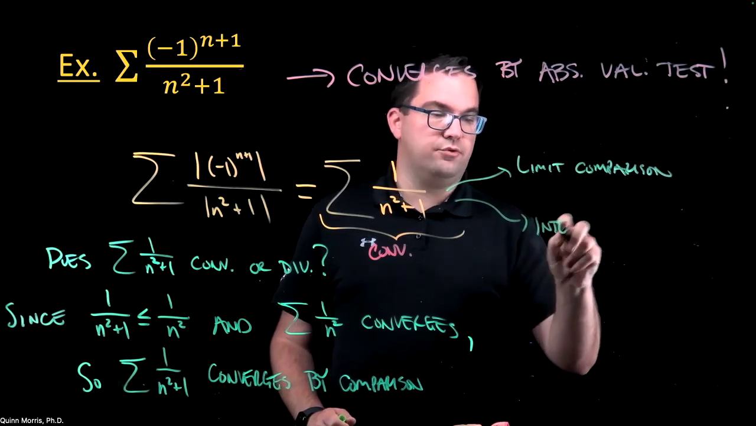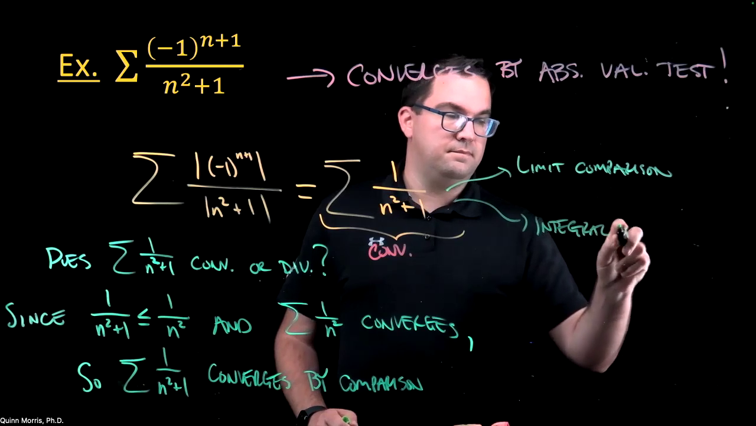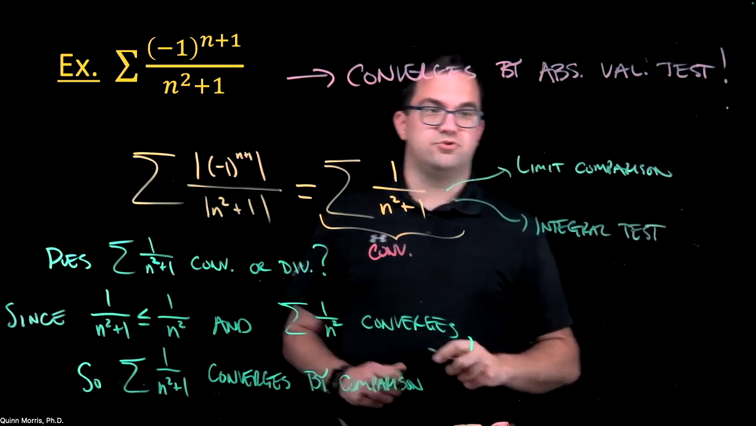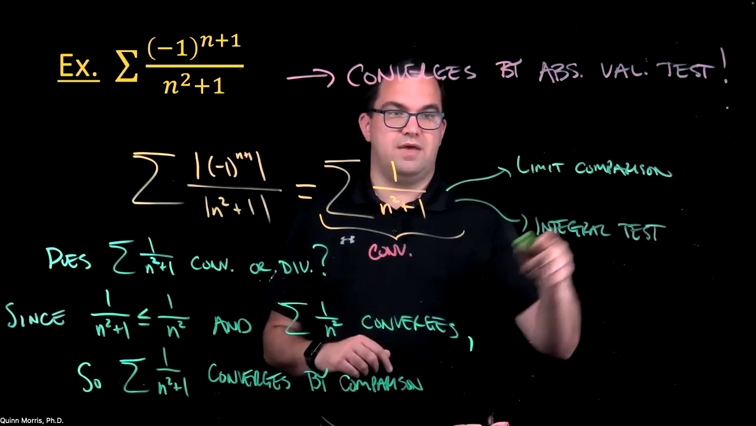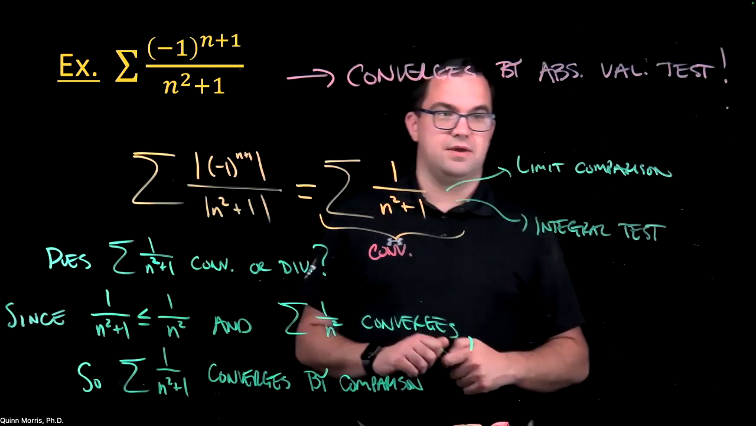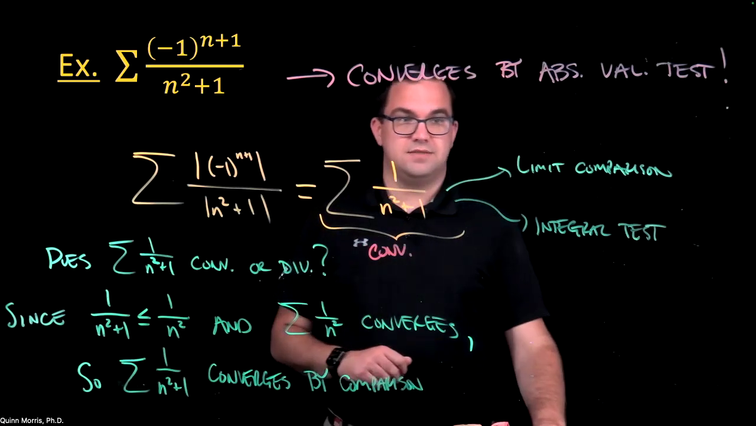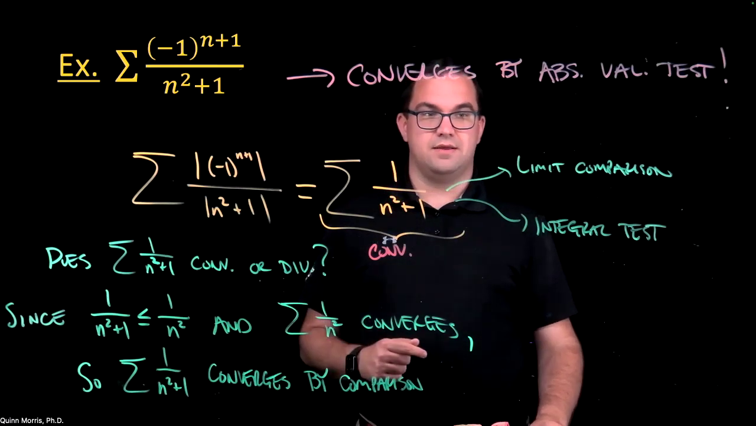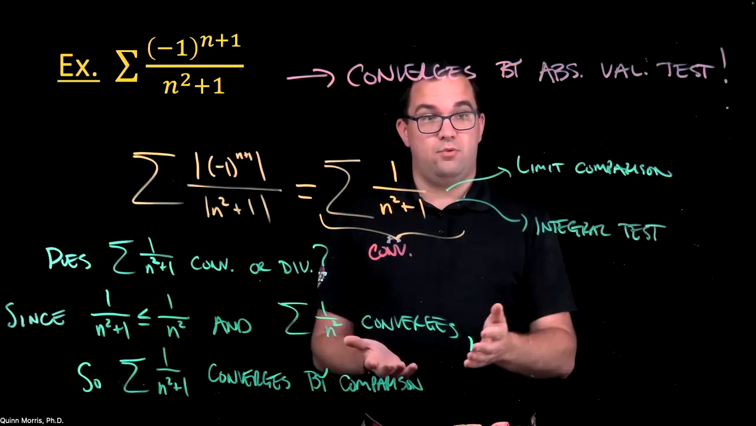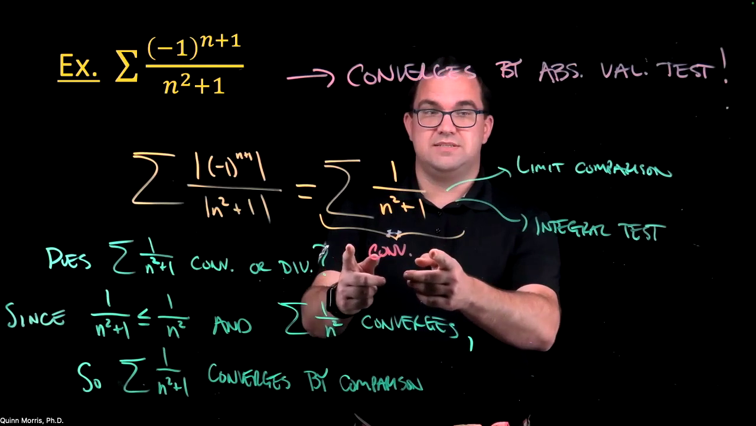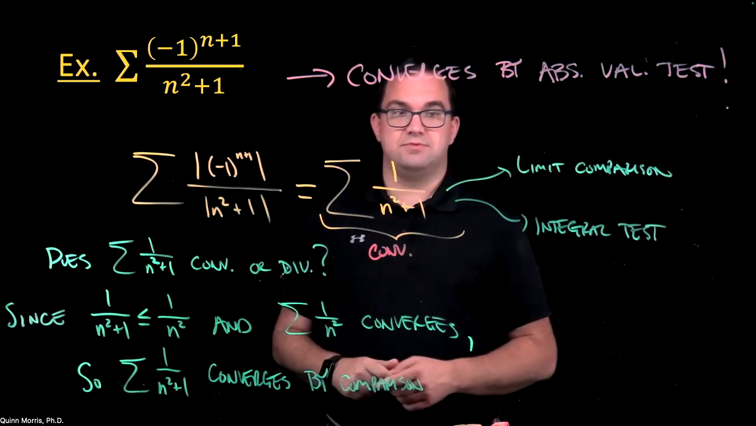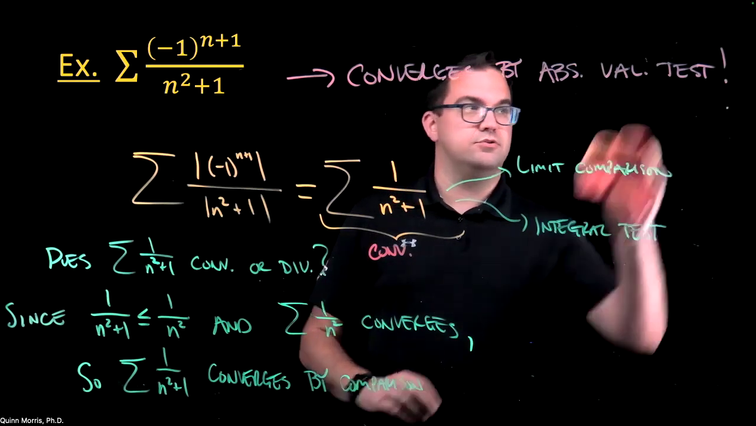Or actually by the integral test. So if you want a little extra practice, go back and see if you can prove that this series converges by the limit comparison test and the integral test, but it also works obviously by the comparison test. Doesn't matter how we get there. The important part is once we know this converges, then by the absolute value test, this must also converge.